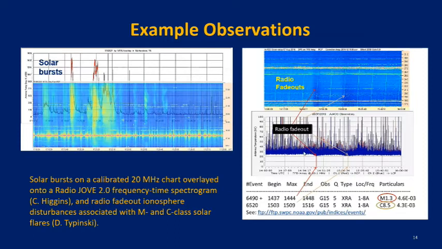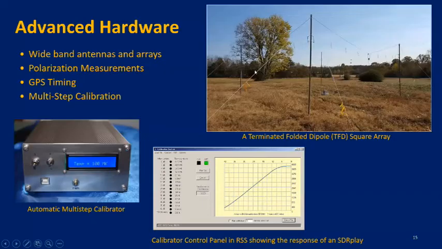And in some cases, we can trace this back to a particular solar flare, an M type or a C type, or the stronger ones are called X type flares. So that's an interesting way to analyze the nature of the ionosphere, doing some radio astronomy there.